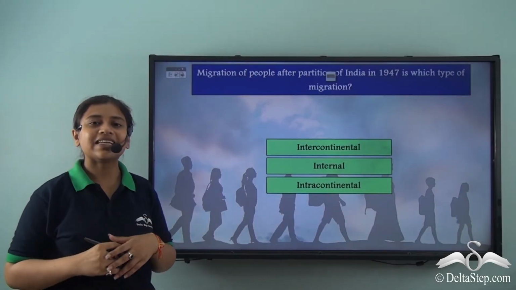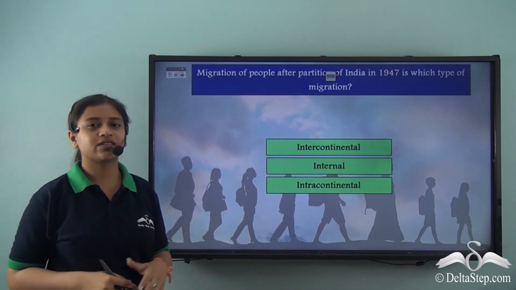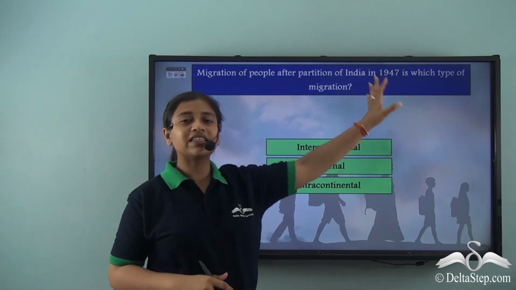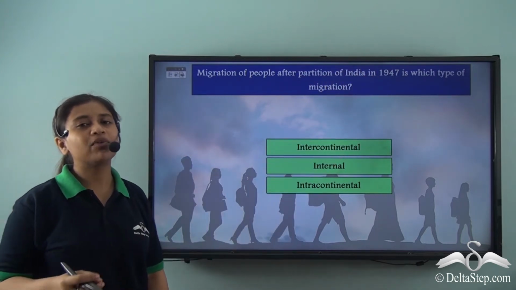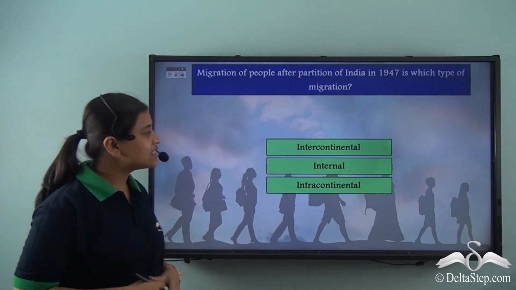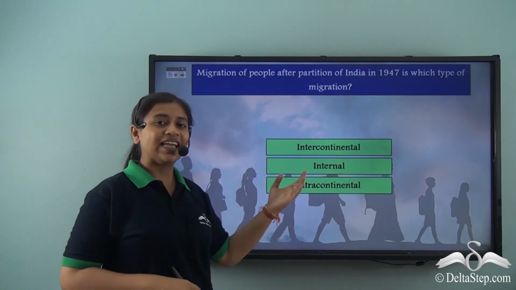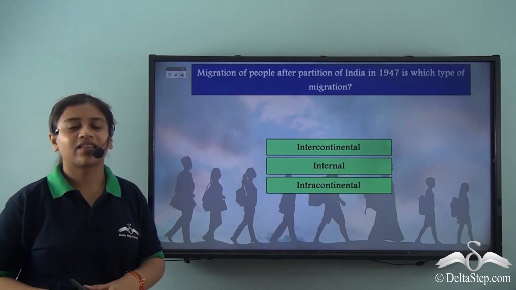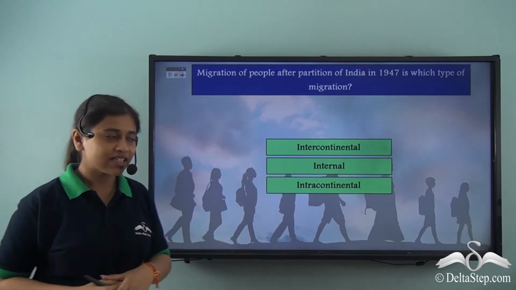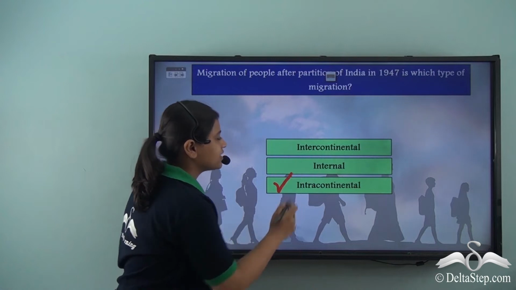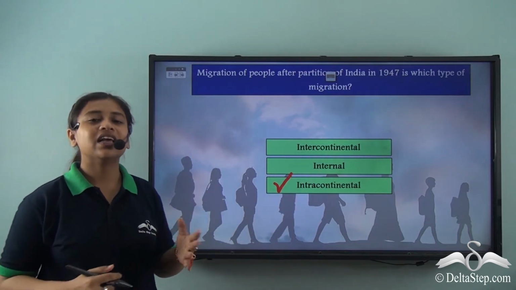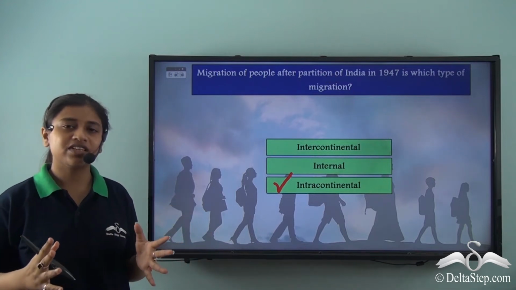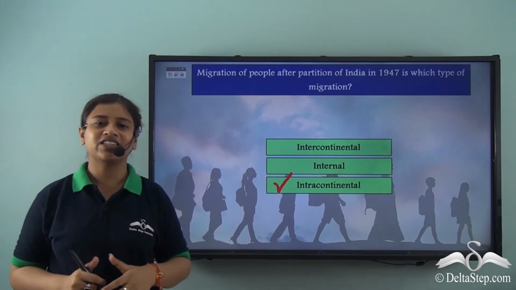So before we proceed with the lesson, could you help me answer this question? Migration of people after partition of India 1947 is an example of which type of migration? Is it intercontinental, internal or intracontinental? I think you've already guessed it right. The answer is intracontinental migration. Yes, because they migrated between India and Pakistan, which are two separate countries but of the same continent, that is Asia.